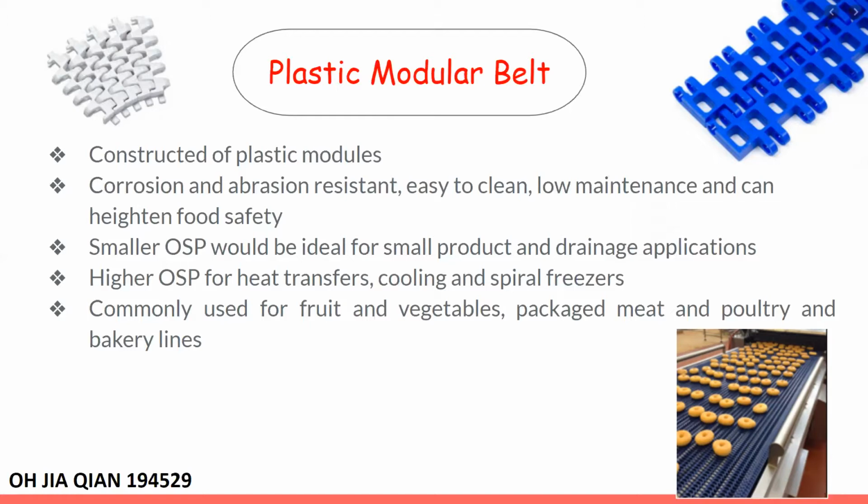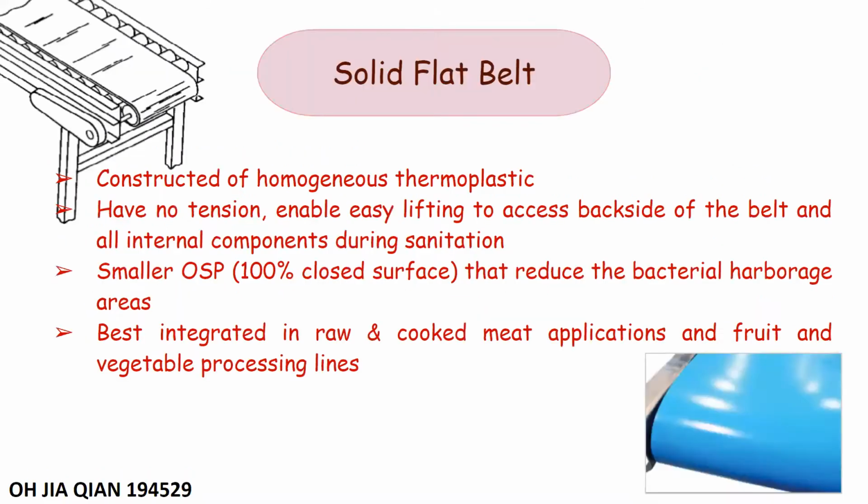The higher OSP is mostly used for heat transfer, cooling, and spiral freezers. For example, after the baking of bread, this high OSP is used for cooling purposes. And in industry, it's commonly used for fruits and vegetables, packaged meat, poultry, and bakery lines, like what I said just now. So next is the solid flat belt.